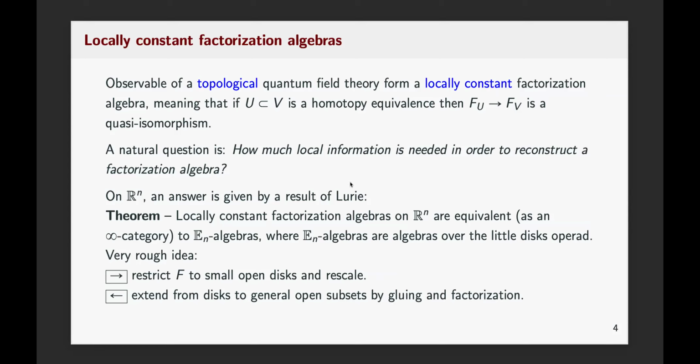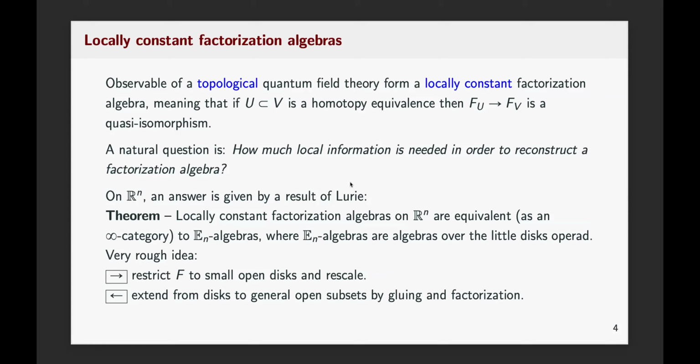So now the question is how much information, or local information, is needed to reconstruct such a locally constant factorization algebra. On flat space, there's an answer which is given by a result of Lurie. It says that locally constant factorization algebras on Rn are equivalent, as an infinity category, to En algebras, where En algebras are algebras over the little disks operad.